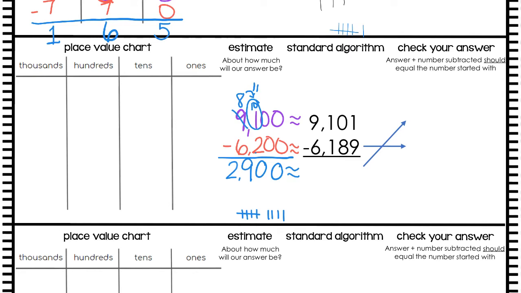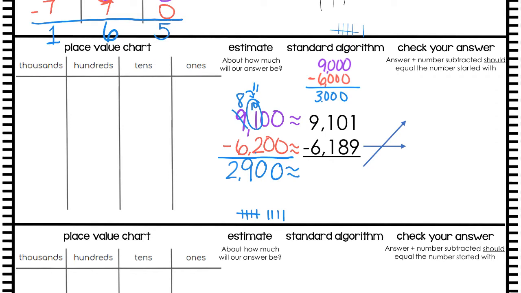If I just rounded to the nearest 1,000, it would be 9,000 minus 6,000, which is 3,000. So when we find our answer, we'll see which is closer, if we round to the nearest 1,000 or round to the nearest 100. Okay, now it's your turn.